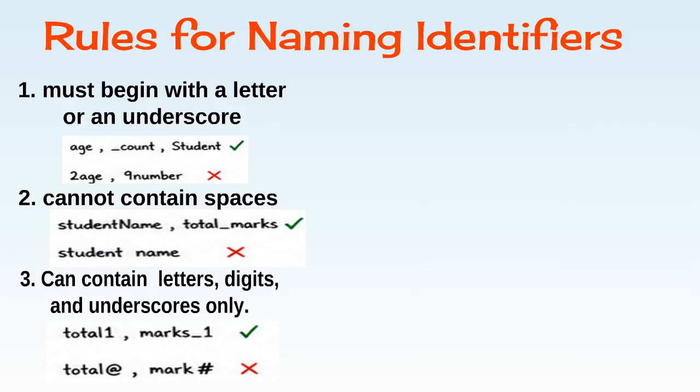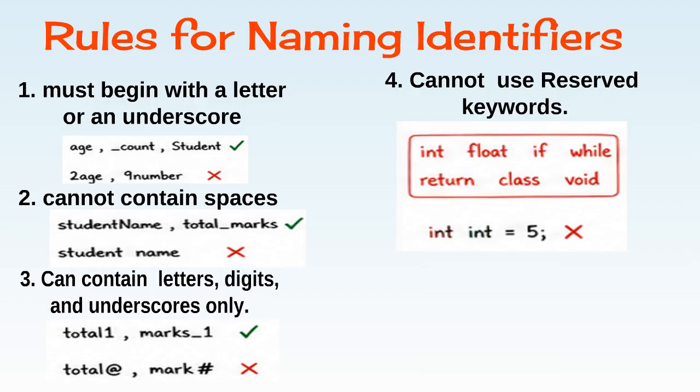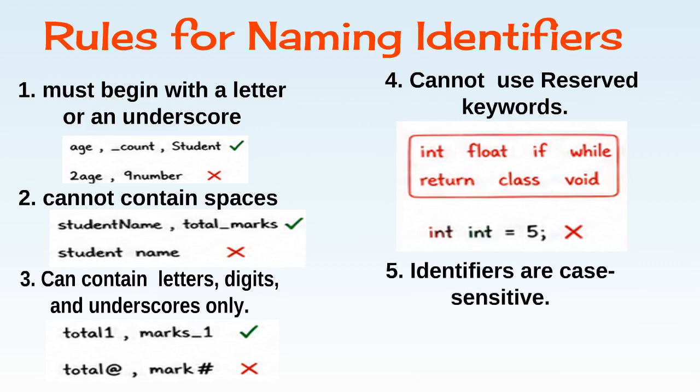Rule number 4: reserved keywords cannot be used as identifiers. Examples of reserved keywords include int, float, if, while, and return. These words already have special meanings in C++. For example, writing int followed by another int as the variable name is incorrect because int is a reserved keyword. Rule number 5: identifiers are case sensitive. For example, age, Age, and AGE are considered 3 different identifiers. Always be consistent when naming your variables.